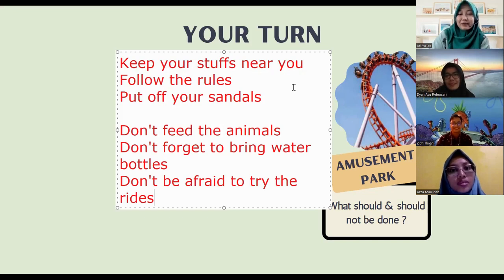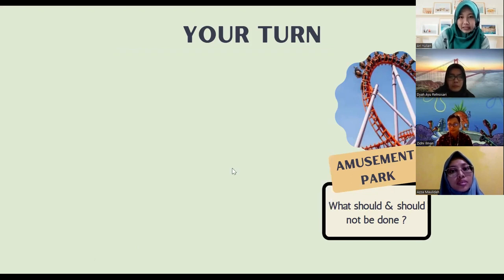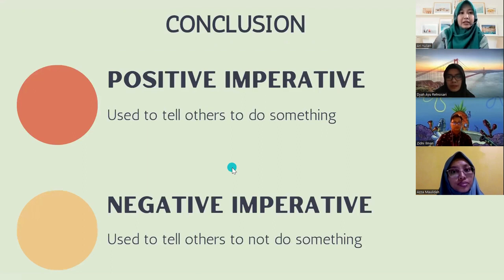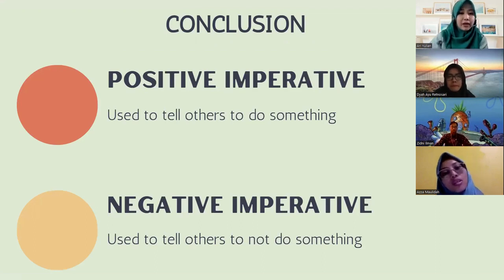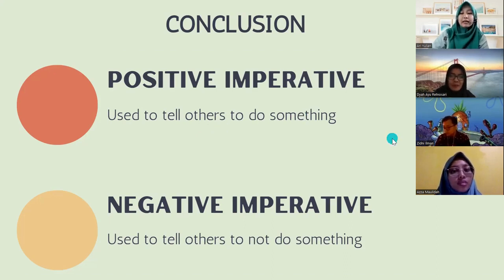Thank you. Before we end today's meeting, let's conclude what we have learned today. There are two main things that we discussed. The first one is positive imperative. Can you read the use of this positive imperative? Fungsinya untuk apa? Ada yang bisa? Use to tell others to do something. Untuk mengatakan ke orang lain hal-hal yang harus dilakukan atau perlu dilakukan.